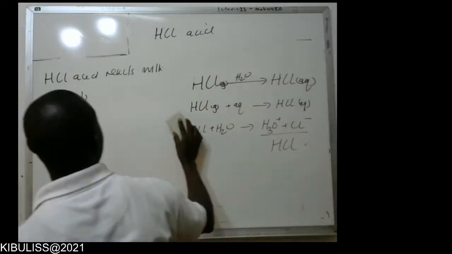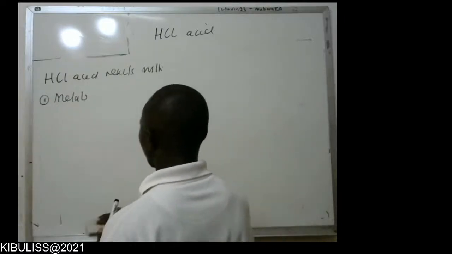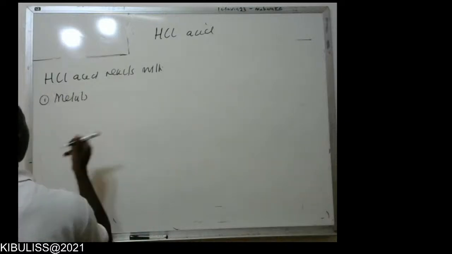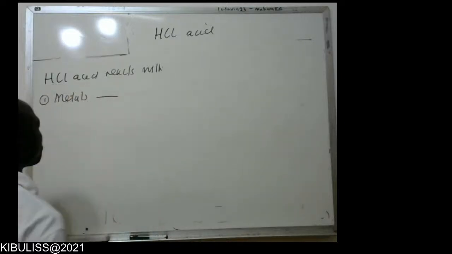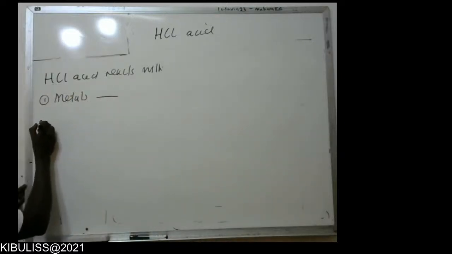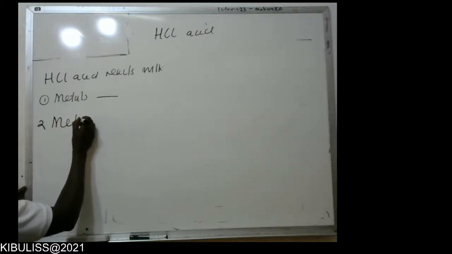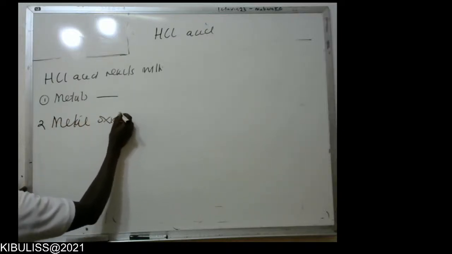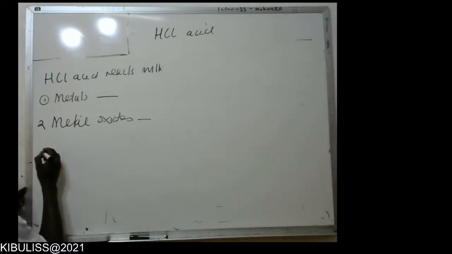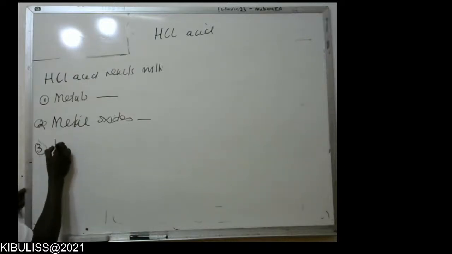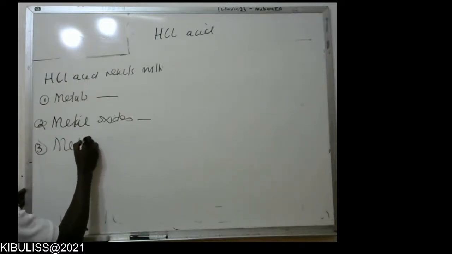Check if there's any question. Hydrochloric acid reacts with the metals. So predict what is formed. Number 2, it reacts with metal oxides. What do we form? Number 3, it reacts with metal hydroxides.